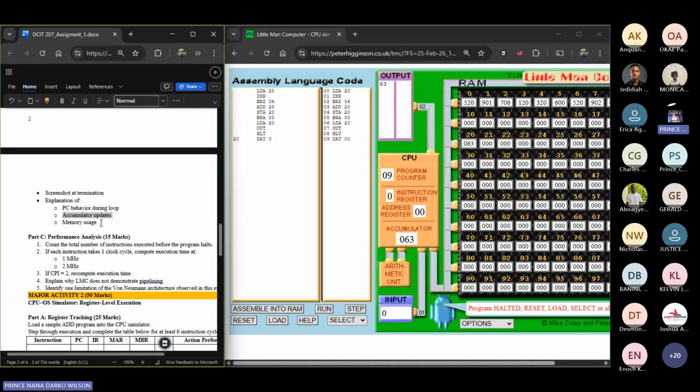Now, memory usage. Since we used a single memory space, which was memory 20, you will write that with every single loop, data was read from memory due to the load instruction, so data was read from memory into the accumulator. And then during every single store instruction, data was written into memory address 20. So that will be the memory behavior, okay? Data was read and written to memory address 20 with every single loop. Every load instruction did the reading, and every store instruction did the writing into memory. Is that clear, people?